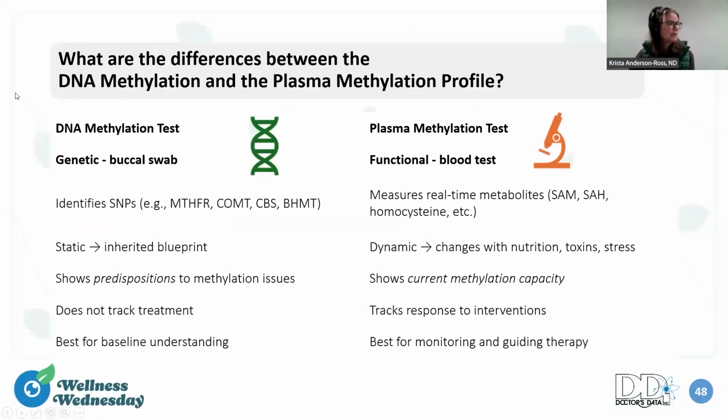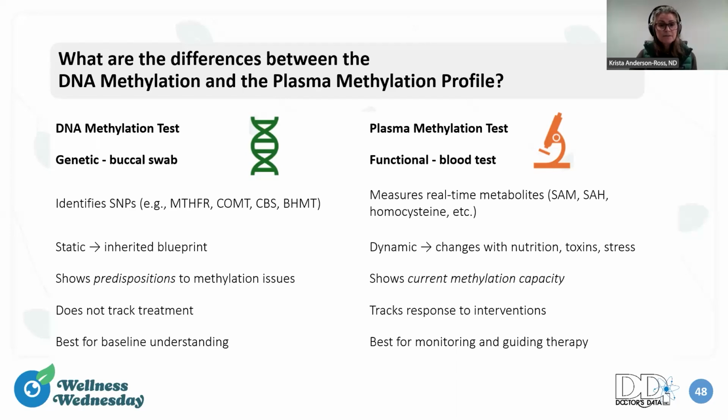So the DNA methylation pathway here on the left is a buccal swab, and it's a genetic test to identify single nucleotide polymorphisms, or SNPs. It's a genotypic screen, a snapshot of some inherited variants that might predispose one to inefficient methylation or altered biochemical pathways that may show up in methionine metabolism, detoxification, neurotransmitter balance, hormone regulation. We'll get to that. The plasma methylation profile is a dynamic expression of methylation capacity, showing real-time metabolites.